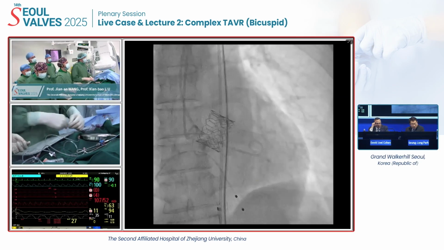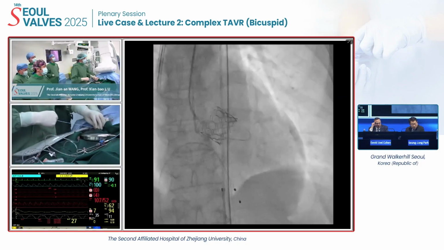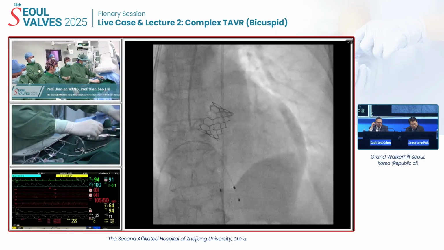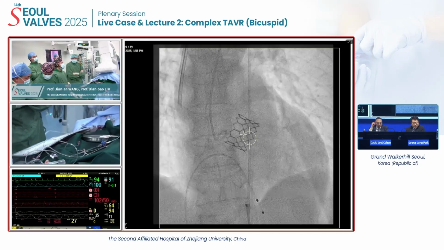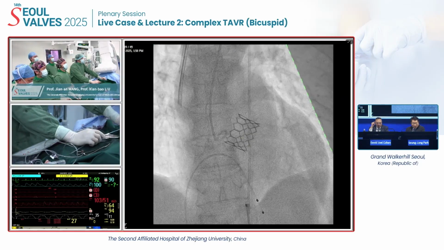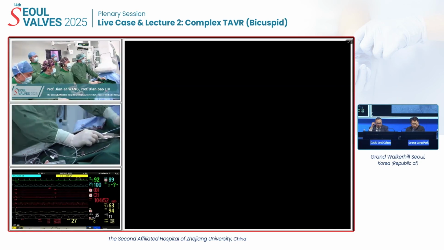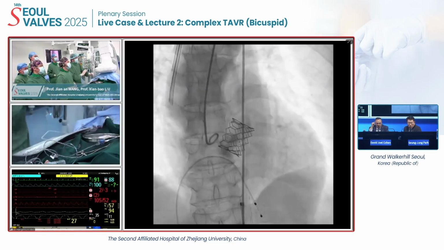So we like to get the wire in, then take it out. Now we are going to do the final angiogram to see what is going on. Are you ready? Okay. Perfect. The result looks perfect.